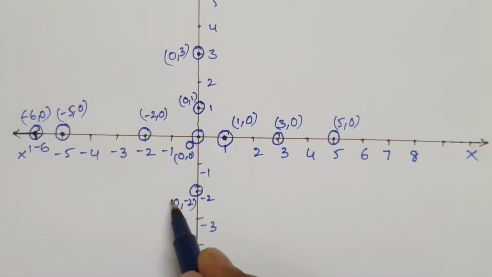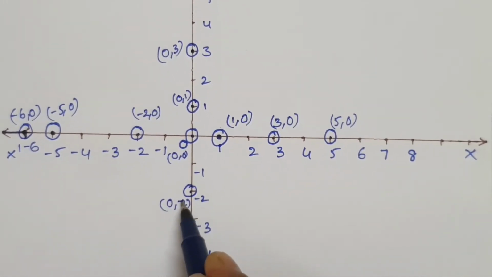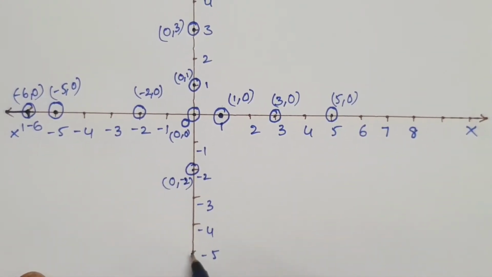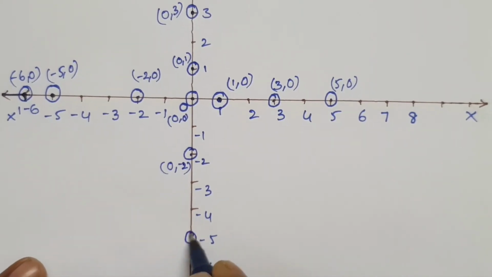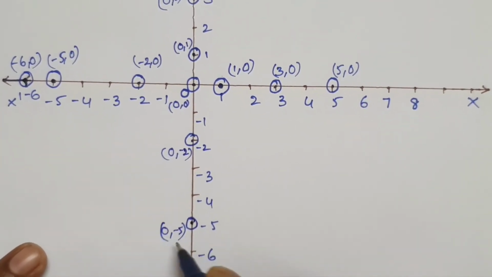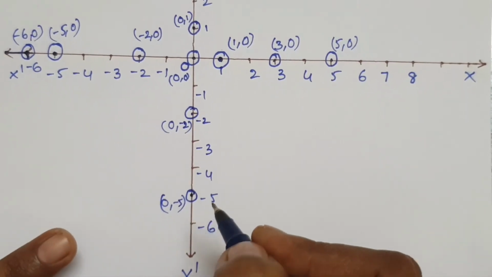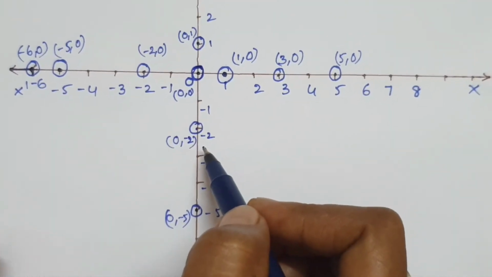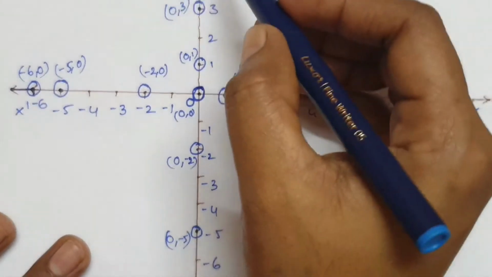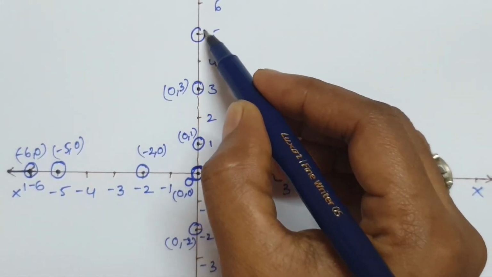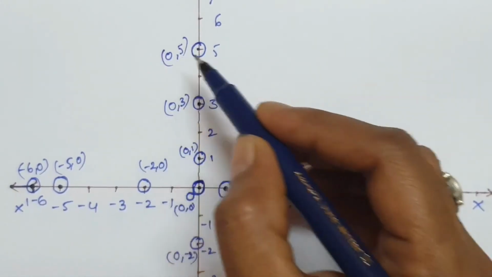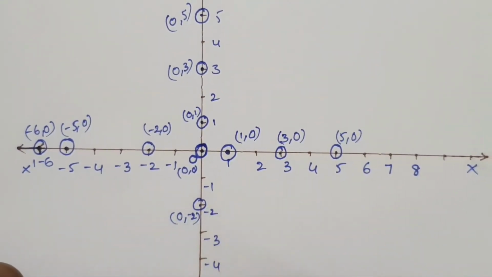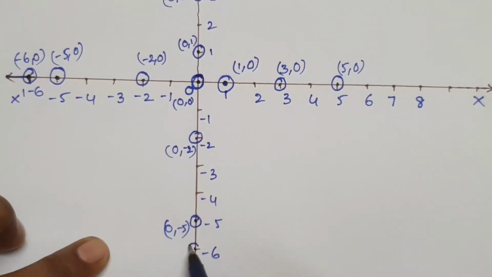Here the x coordinate is 0 for points on the y-axis. Next is (0, minus 5). And next one is (0, 0). And next is (0, 5). Next point is (0, minus 6), on the negative y-axis.